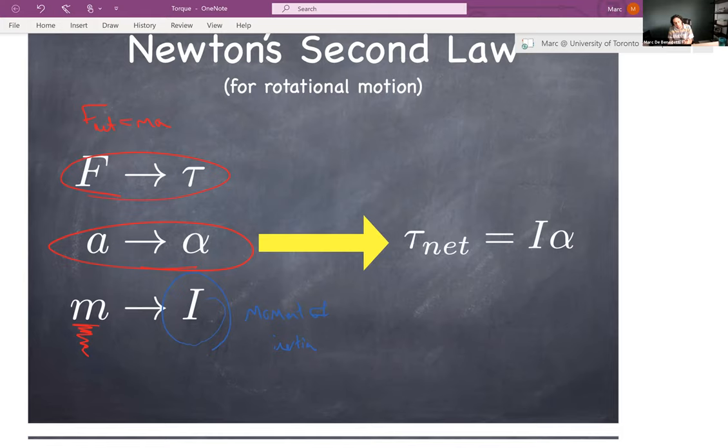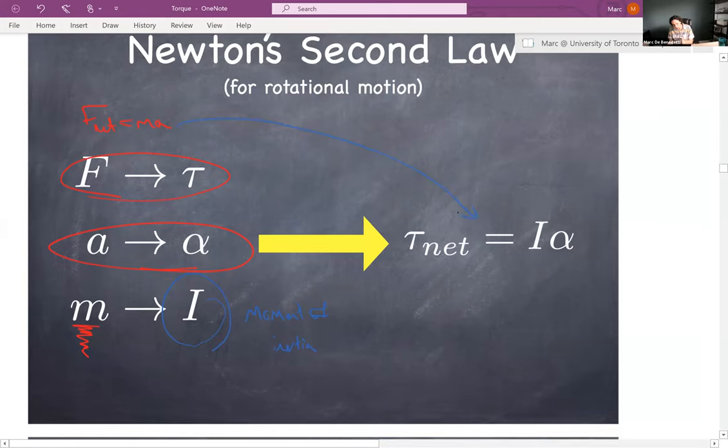Okay, where does that leave us? F net equals m a just becomes tau net equals I alpha, because tau is related to F, I is related to m, and alpha is related to a. So there's no new formula here. F net equals m a, tau net equals I alpha, same equation.